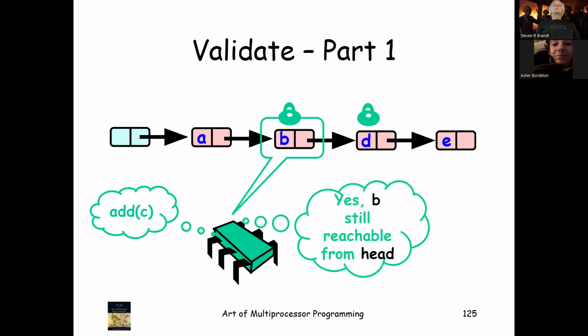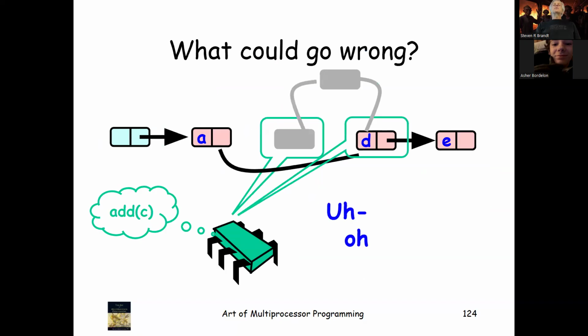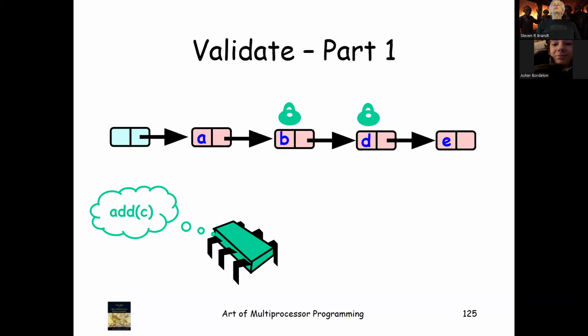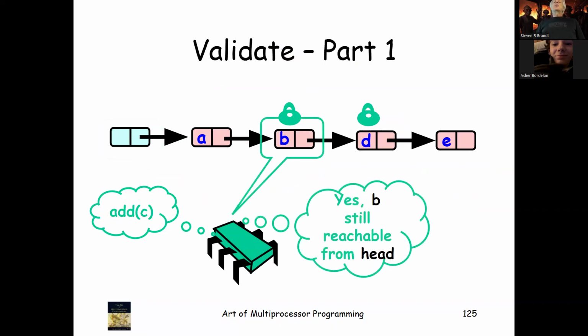So to get out of this problem, we're going to validate. After we get B and D, we're going to go back to the beginning of the list, and we're going to check that we can still reach B. We're going to check the reachability of B, that property that isn't physically present on B, but is somehow implicitly there.